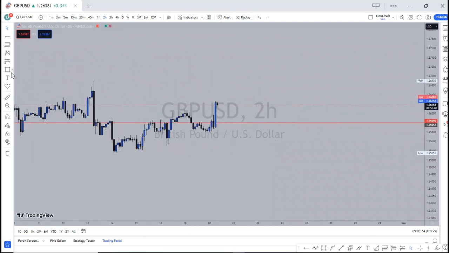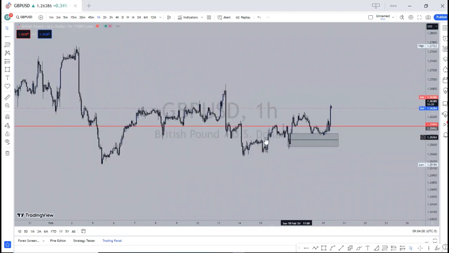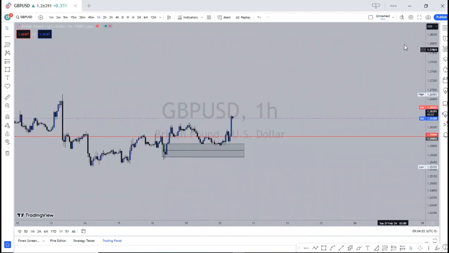And me looking for my entry right here on a demand zone. This is another block which also has a demand zone, and when you go to the 1 hour time frame, you see the stuff right there.